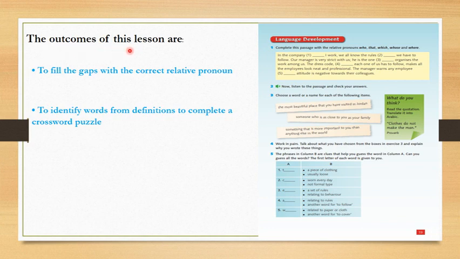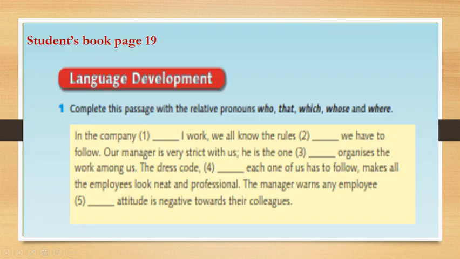The outcomes of this lesson are, first, to fill the gaps with the correct relative pronoun. And secondly, to identify words from definitions to complete a crossword puzzle. So we are going to do a crossword puzzle in this lesson. Now here on student's book page number 19 we have exercise number 1, language development.